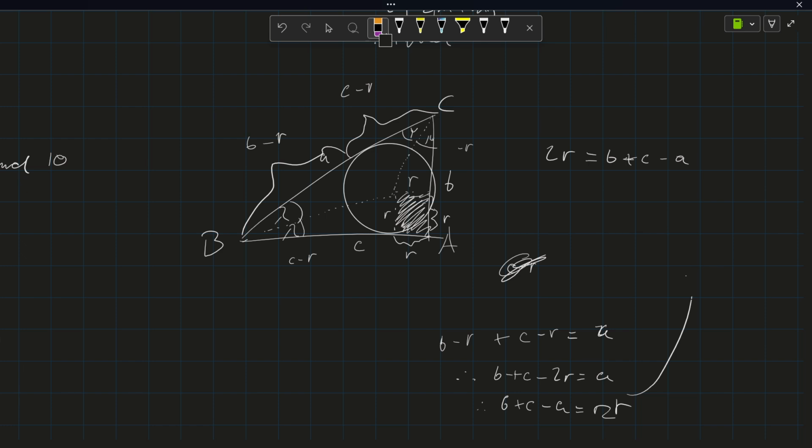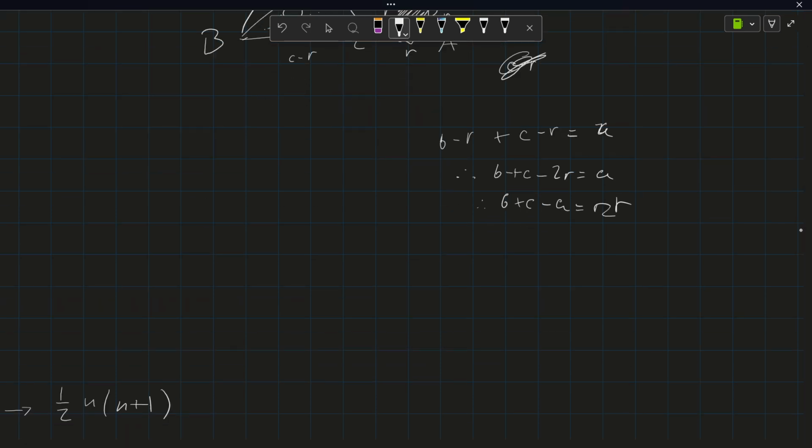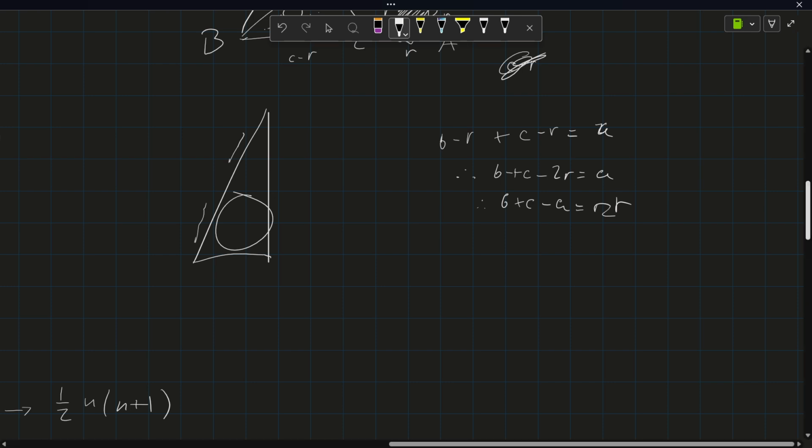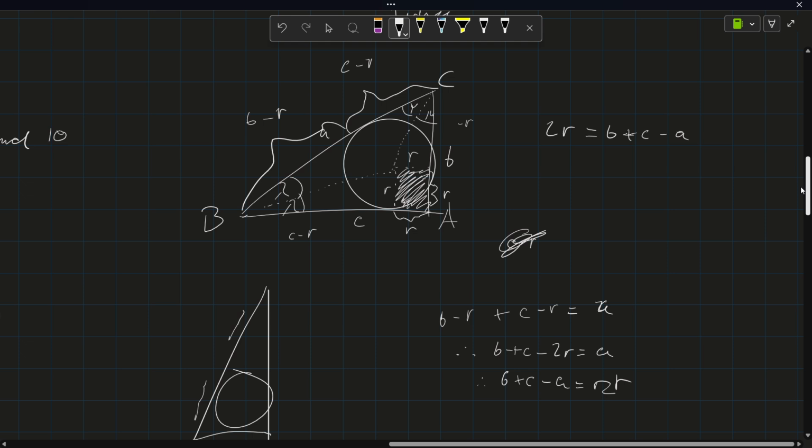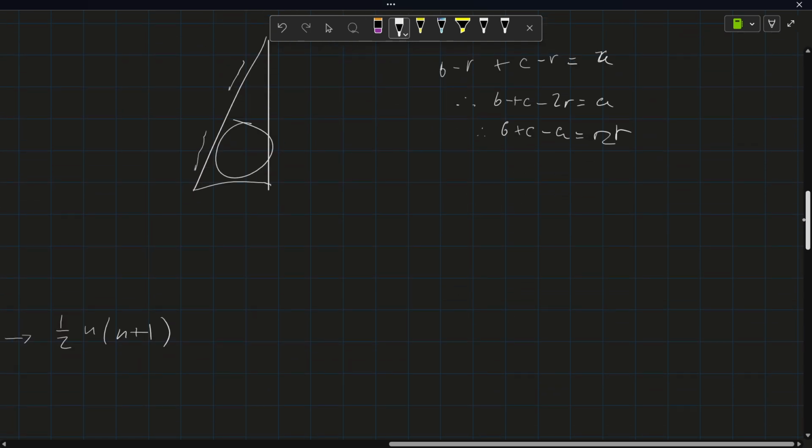Yay! Technically, this proof is wrong because we're assuming this is the same as this. That's not always going to be the case. You can have a triangle that looks like this, with a ball inside of it, or circle, and then you would have this length being completely different. You can still do it, but you'd have to use Pythagoras in a really funky way, with a lot of variables. It wouldn't be nice. Yeah, but I mean, it works.